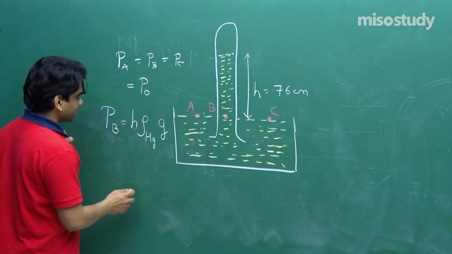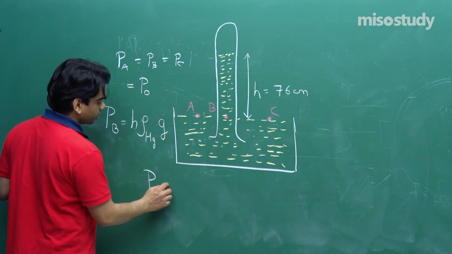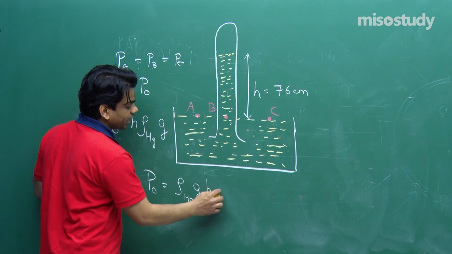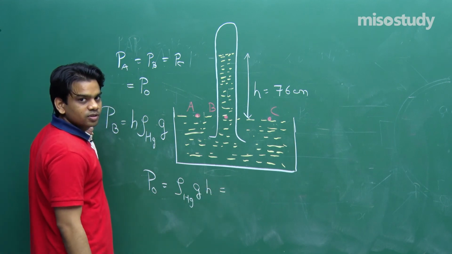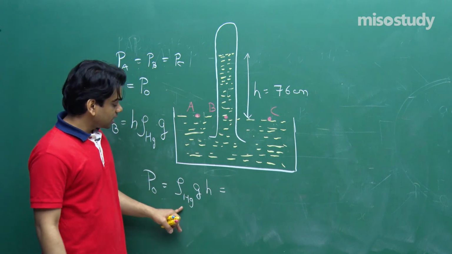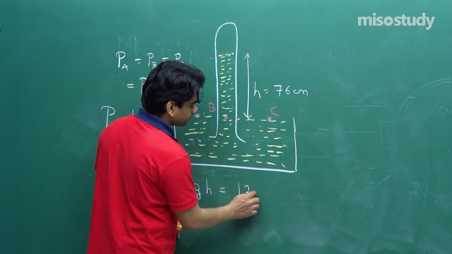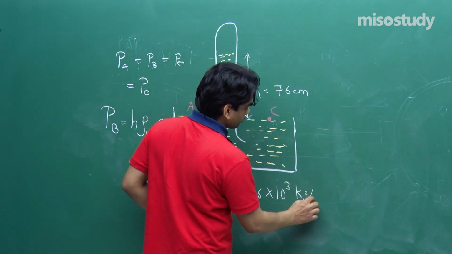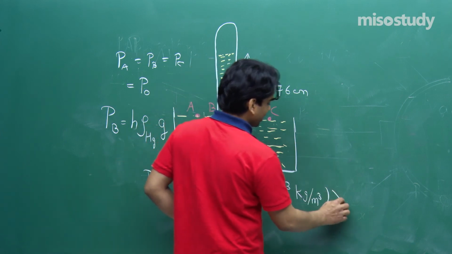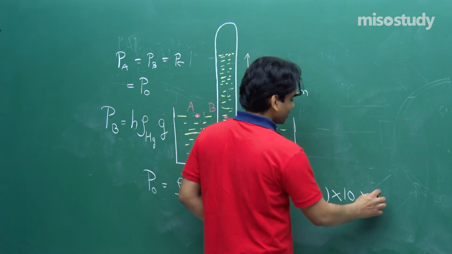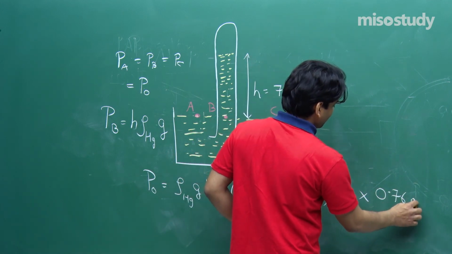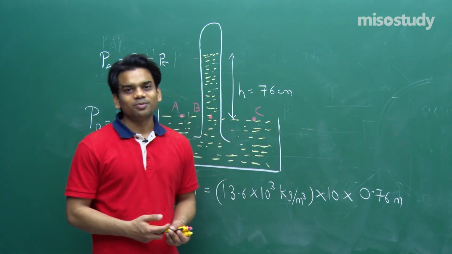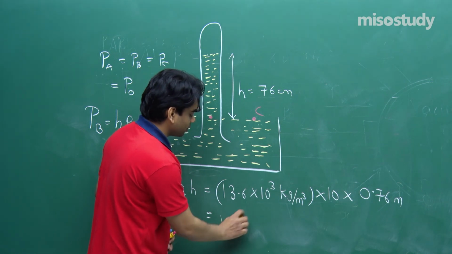So atmospheric pressure can be given as P naught equals density of mercury, rho Hg, into g into h, where h is 76 centimeter. Rho of mercury is 13.6 into 10 to power 3 kg per cubic meter. Acceleration due to gravity is 10 and height is 0.76 meter. I will give you this as an assignment: find out the value of atmospheric pressure from this data.